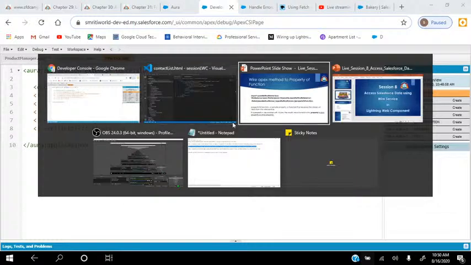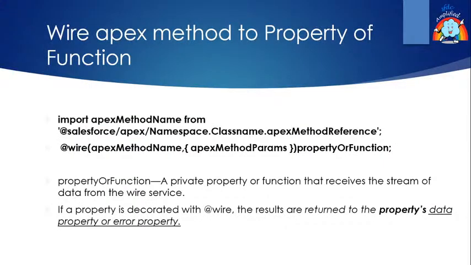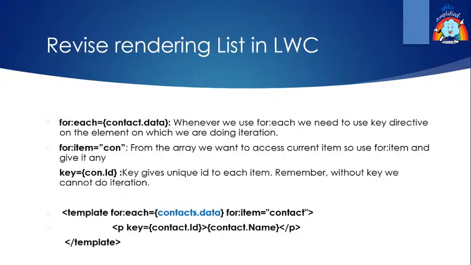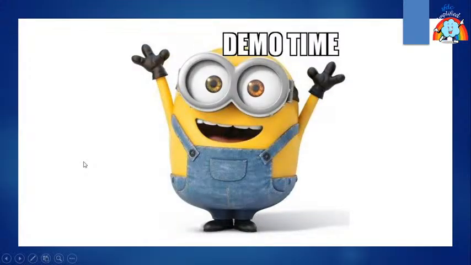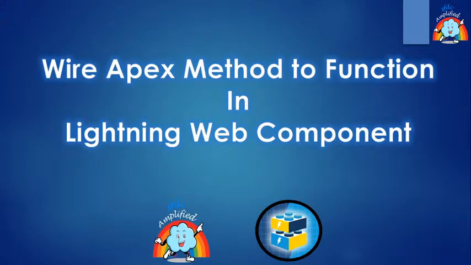Now going back, we have already revised the rendering list in Lightning Web Component. So we got it, for:each item key, and that's how we write the template. Now we are done with the first demo. Now we are talking about calling the Apex method to a function in Lightning Web Component. So how do we do that?